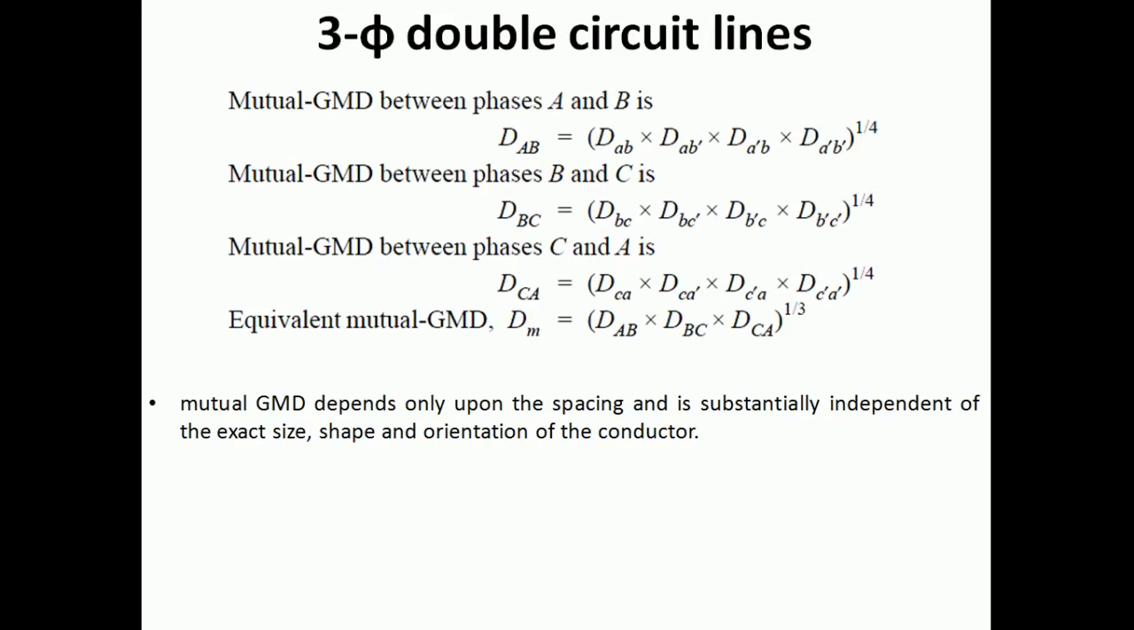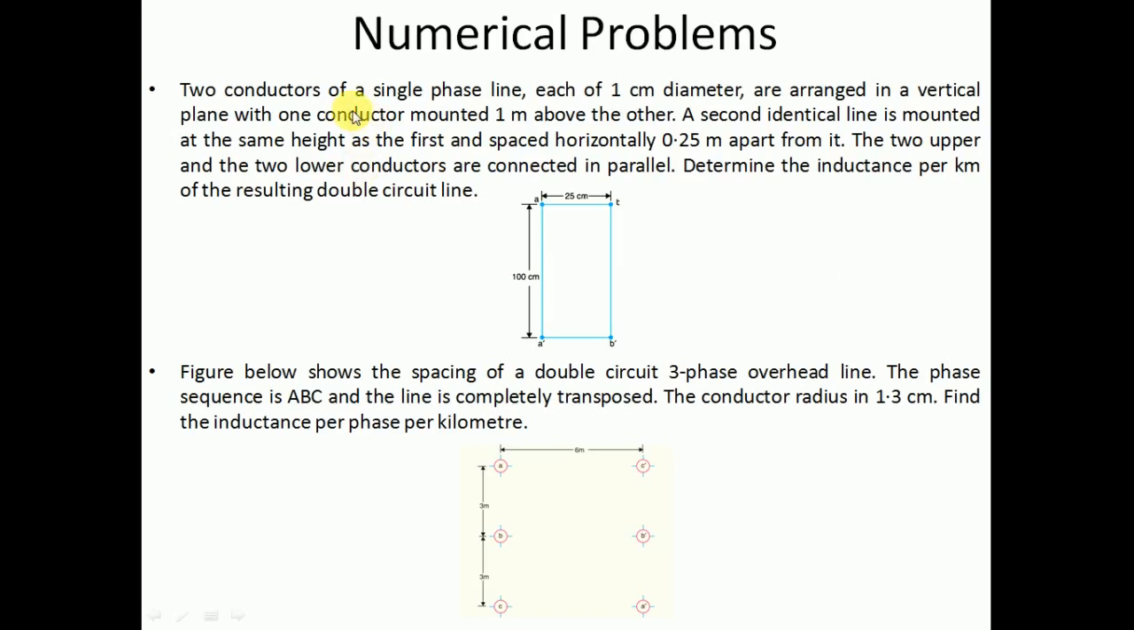Hopefully the concept of self GMD and mutual GMD is clear to you. Next we are going to see some problems. In this first problem, the arrangement given is actually a double circuit single phase line. You will be able to see that very clearly here.